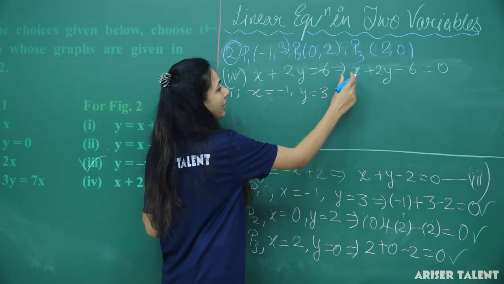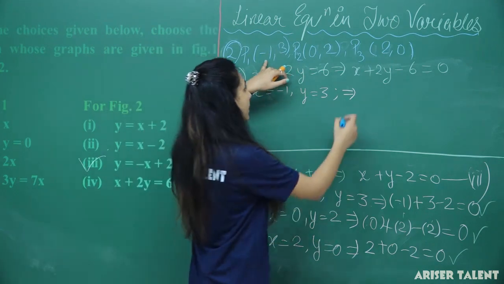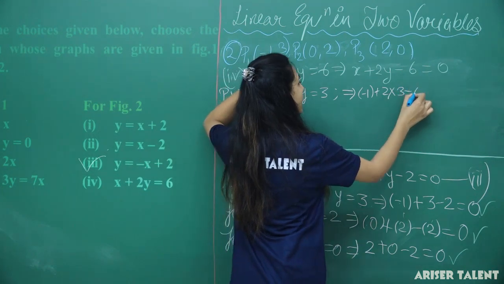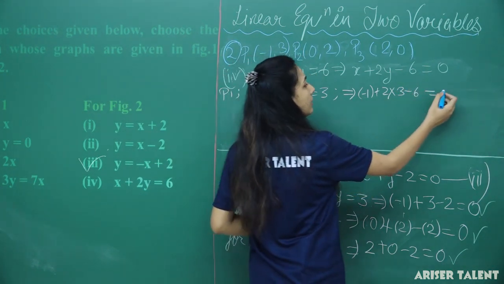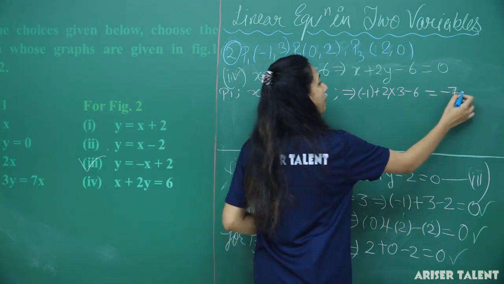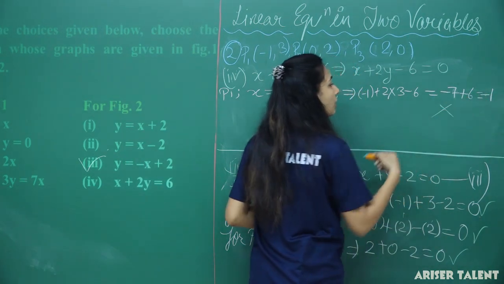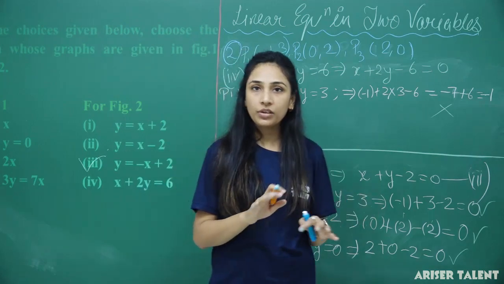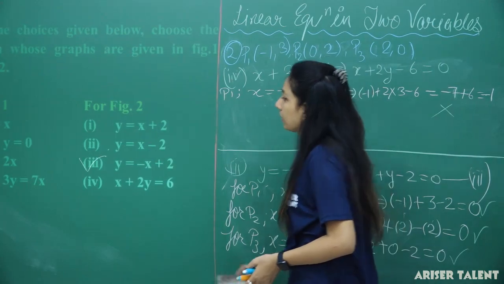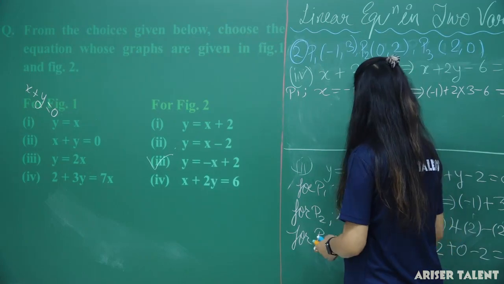This implies that if I put the values in this equation, I will get minus 1 plus 2 multiplied by 3 minus 6, and that will be minus 1 minus 6 is minus 7 plus 6 equals minus 1. Here again it is not the equation. If it's failing for P1, we need not check it for P2 and P3. Okay, right. So this third one is our equation, y equals minus x plus 2, right?